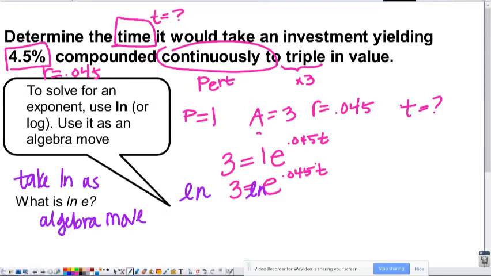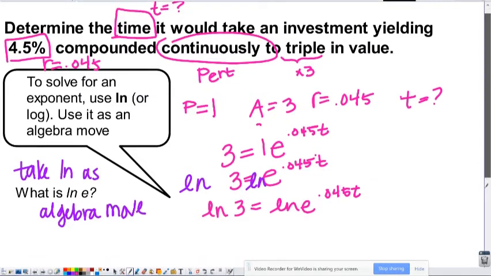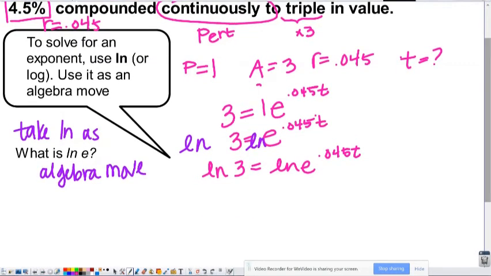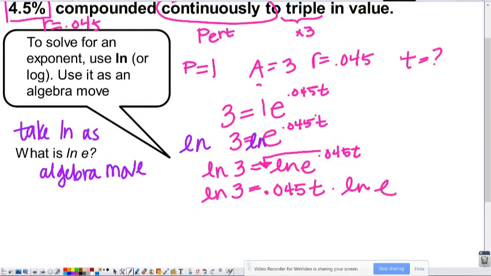When I do that, I have natural log of 3 on this side and natural log of e to the 0.045 times t on this side. Since I'm using log or natural log, and they work a lot alike, I know I can bring this down front. In fact, they work exactly alike. So now I have 0.045 t, that was my exponent, times the natural log of e.